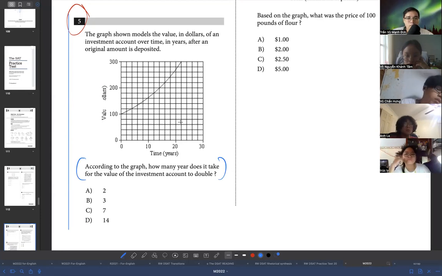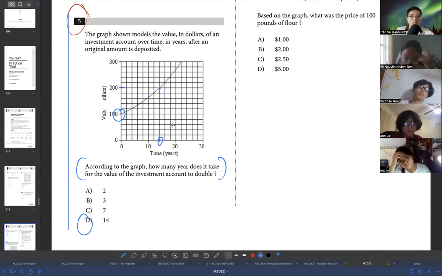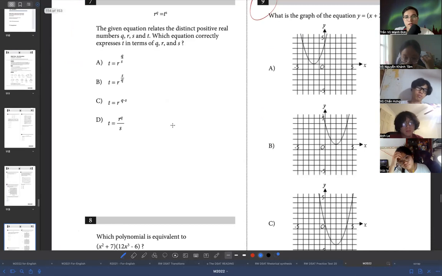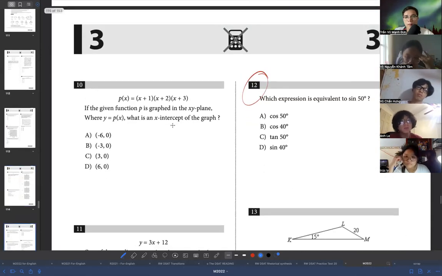D, 14. 14, exactly. Here is 200, meaning doubling. The initial starting point is 100, so doubling it will be 200. It's here and down, and you get 14. 10, 12, 14. Exactly. Next up is this one, a bit too simple. Yeah, it's too simple.